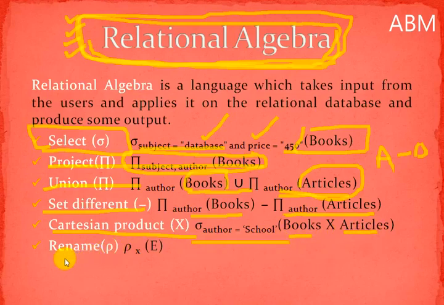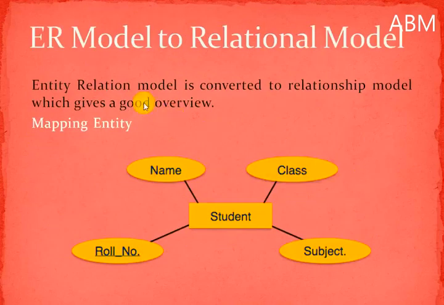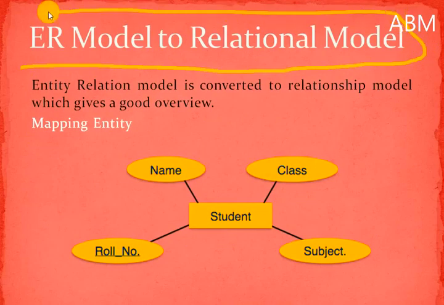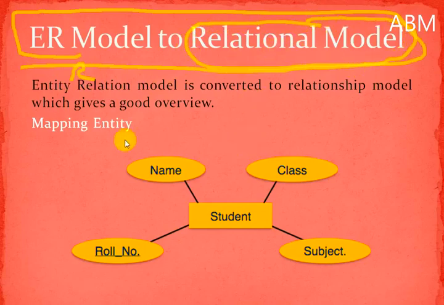And rename: if you want to change some relation, then we may apply these relational algebra operations on the different types of relations. Now, the ER model to relational model. Here the relational model discusses the table, and it discusses how data is represented. Actually, here we are mapping an entity. We are showing the pictorial representation of an entity, and in the pictorial representation you can see that this is a student.